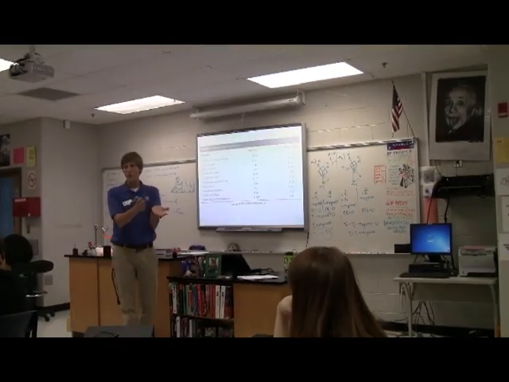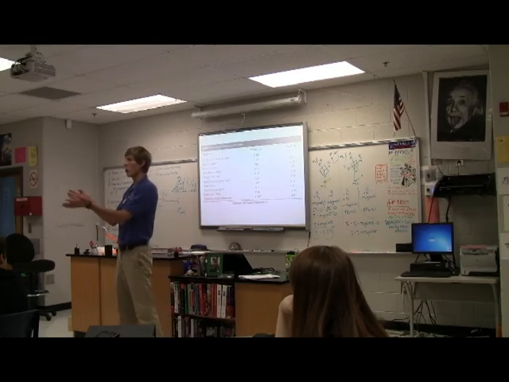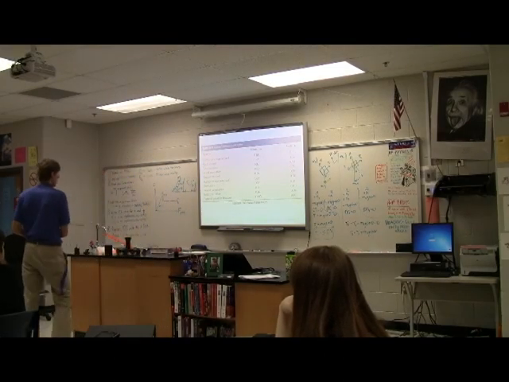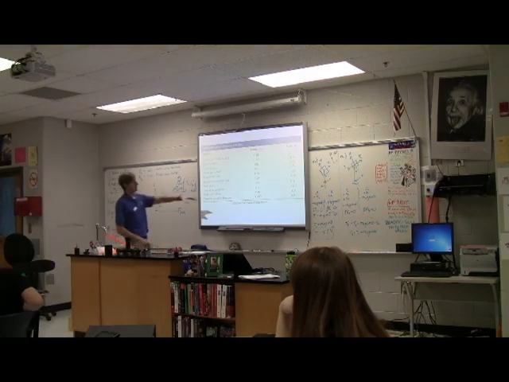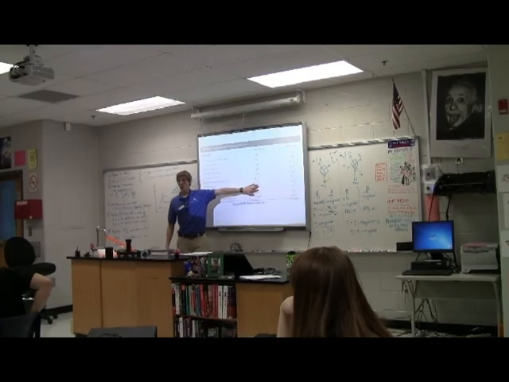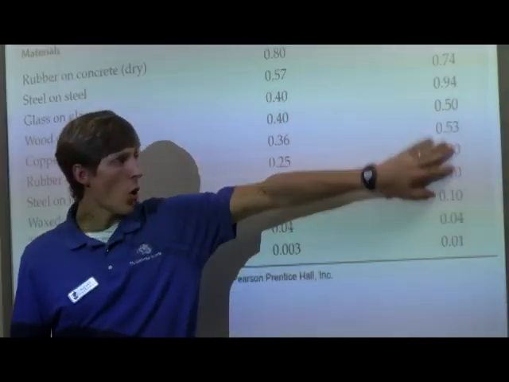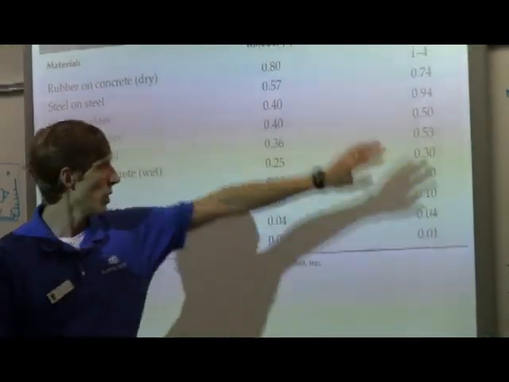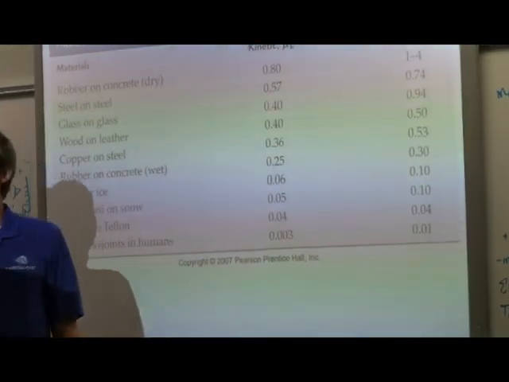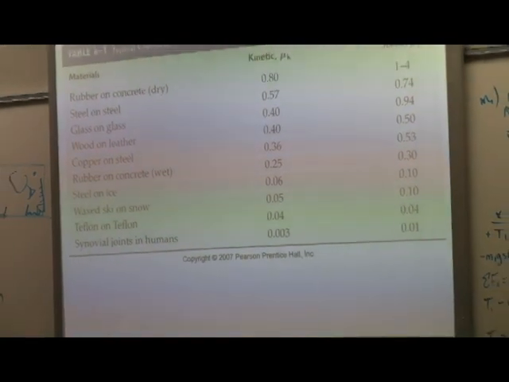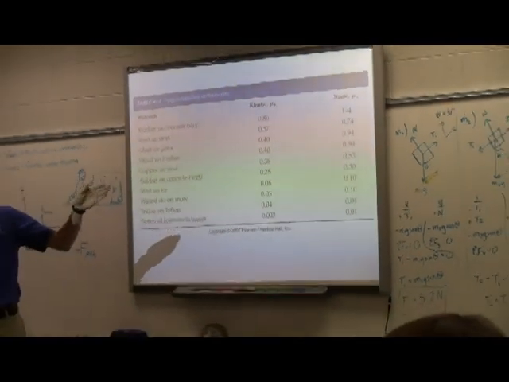And we have coefficients of friction for static and coefficients of friction for kinetic. So the static coefficient of friction obviously is a little bigger than the kinetic coefficient of friction. This only relates to the maximum force of static friction. So those are all maximum values? Well, no. They're all the static coefficient of friction.